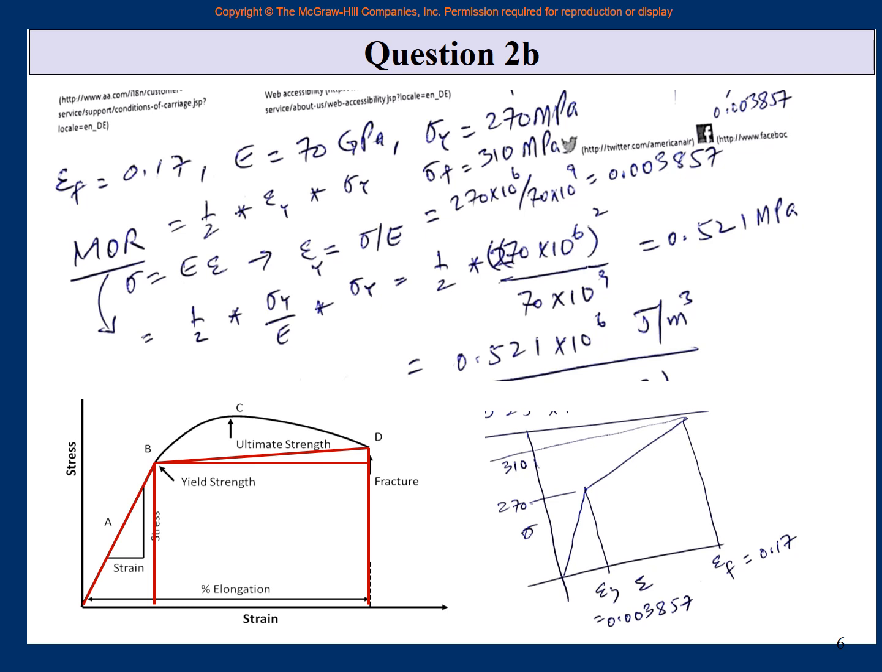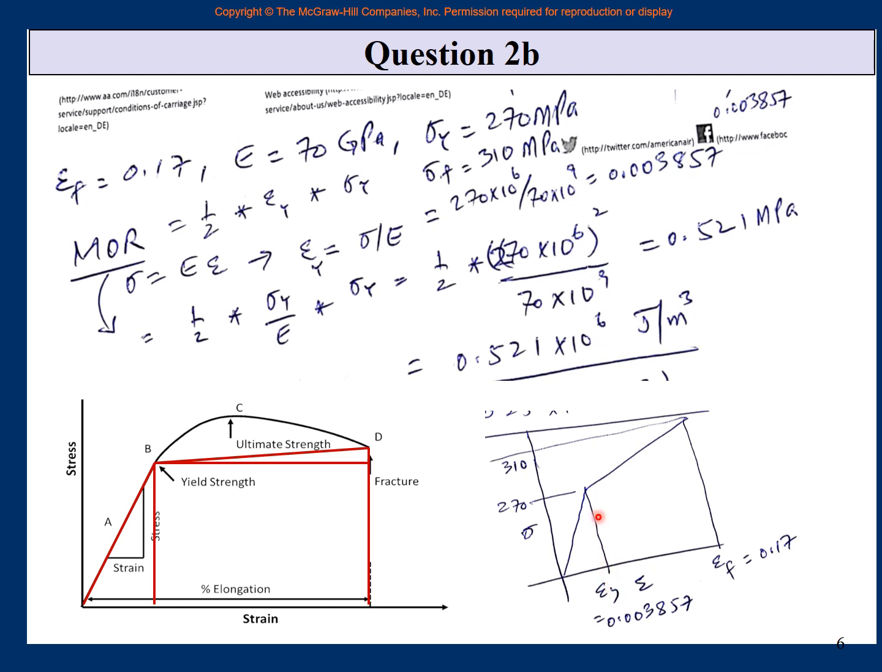So now let us start solving this part. I am showing you this diagram, and I have done just a rough sketch where I am removing the curved path. So I have a straight line region from here and another straight line region from here. For the first part, the modulus of resilience is only this portion. If this is a triangle, then it is half base into height. The height is the yield point and the base is the strain at the yield point.